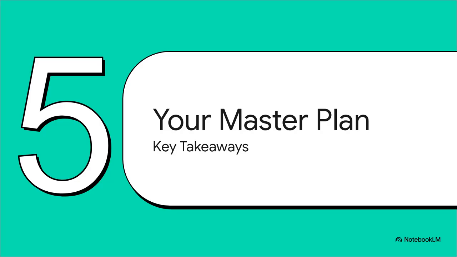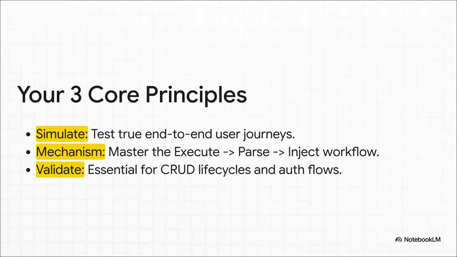Okay, we've covered a ton of ground here, so let's boil this all down to a simple 3-part master plan that you can walk away with and start using right now. Look, when it comes right down to it, this is what you need to remember. Three core principles. First, simulate. Your goal is to test real user journeys, not just poke at single endpoints. Second, mechanism. Get that core workflow down cold. Execute, parse, inject. And third, validate. This is your go-to technique for testing critical things like security flows and full data lifecycles.